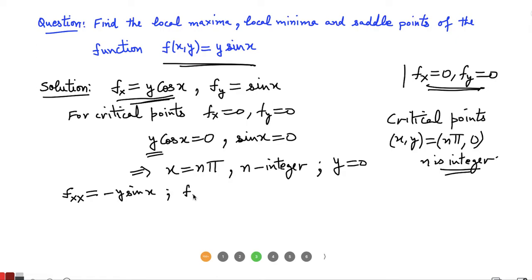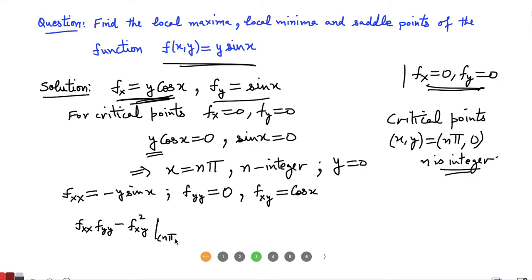Calculate the second derivative with respect to y. Differentiating this with y gives 0. Then calculate fxy, the second derivative with x and y, by differentiating with y, which gives cos x. Then we have to calculate fxx times fyy minus the mixed derivative squared, and we have to calculate this at the critical point n pi comma 0.